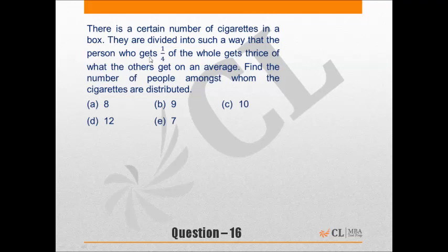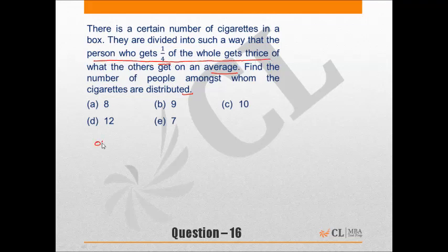There is a certain number of cigarettes in a box. They are divided in such a way that the person who gets 1/4 of the whole gets thrice of what the others get on average. Find the number of people amongst whom the cigarettes are distributed. This question again should be done by assuming numbers. The question says that the person who gets 1/4 of the whole gets thrice what the others get on average.